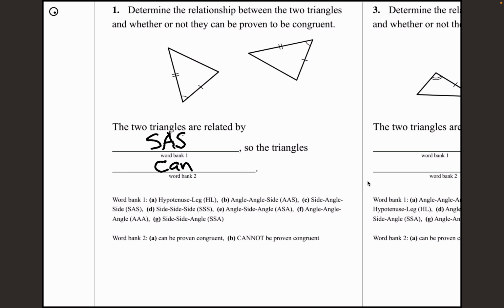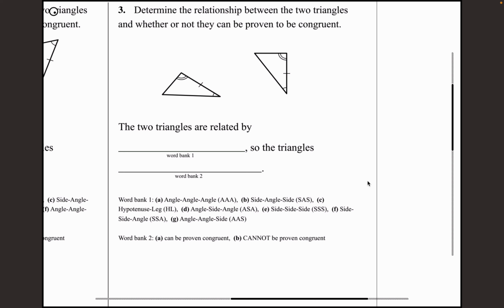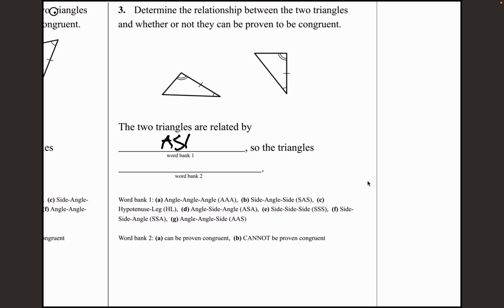Let's go to this one. Raise your hand if you think you know the answer to this one. Side angle. Thank you for raising your hand. Angle, side, angle. Is that one of the 5 we talked about? So can or cannot be proven congruent? It can.